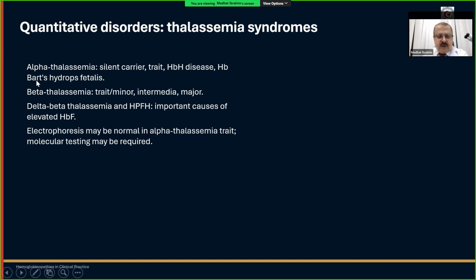And also just a hint, I always remember it so as not to confuse H and Bart's: Bart's means baby. Beta thalassemia also, in the production, we have trait, intermediate and major. We have also delta thalassemia and hereditary persistence of fetal hemoglobin.